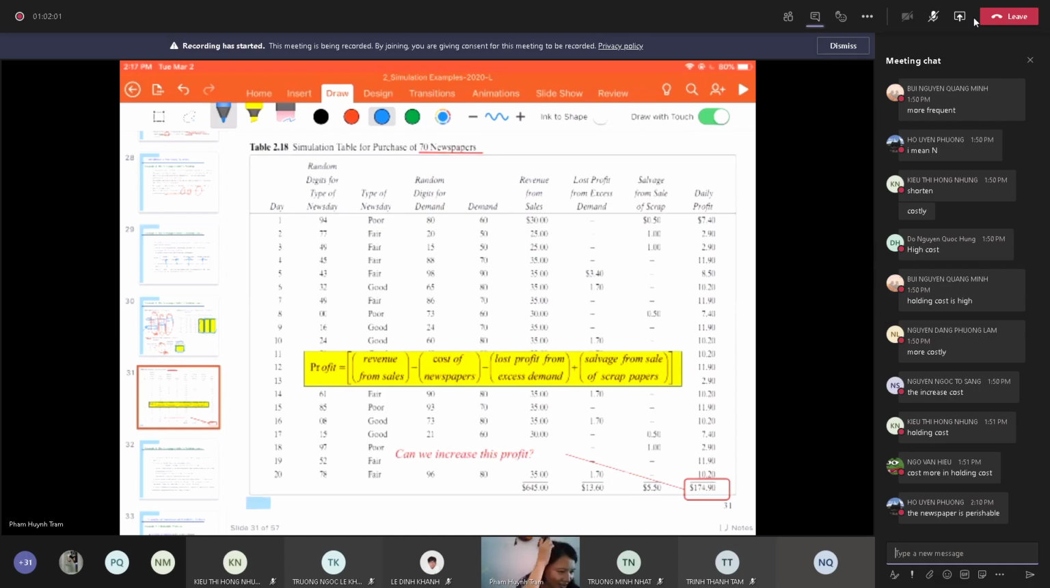Again, simulation doesn't give us an answer, so we have to try with some number. Let's say we will purchase 70 newspapers and see what happens. Again, we will decide to simulate for 20 days.